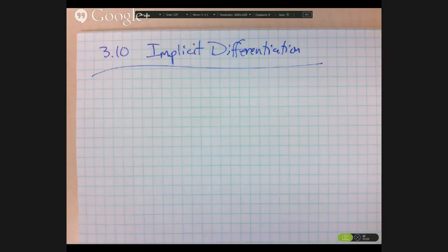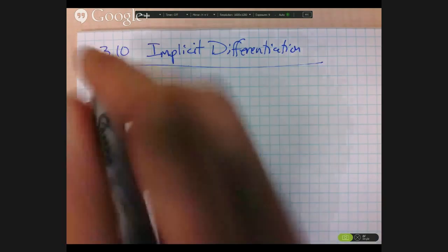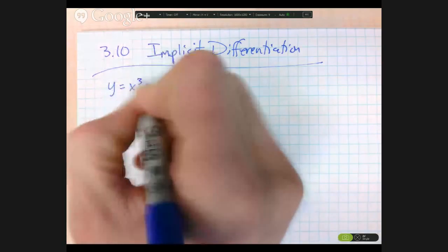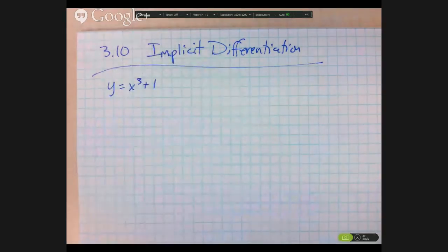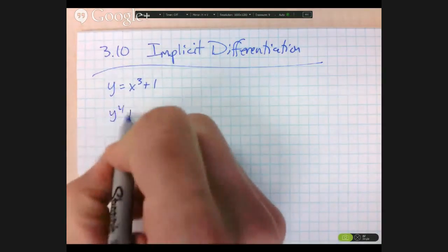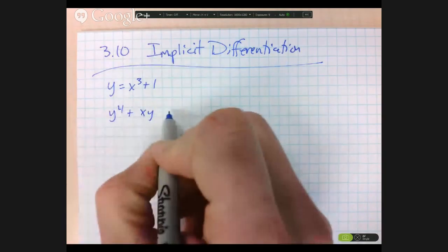Okay, here we go. Implicit differentiation. So far, you guys have taken derivatives with one variable, right? This is what we've done so far. We can take derivatives of those, pretty basic. But what happens if you have something ugly, like this?